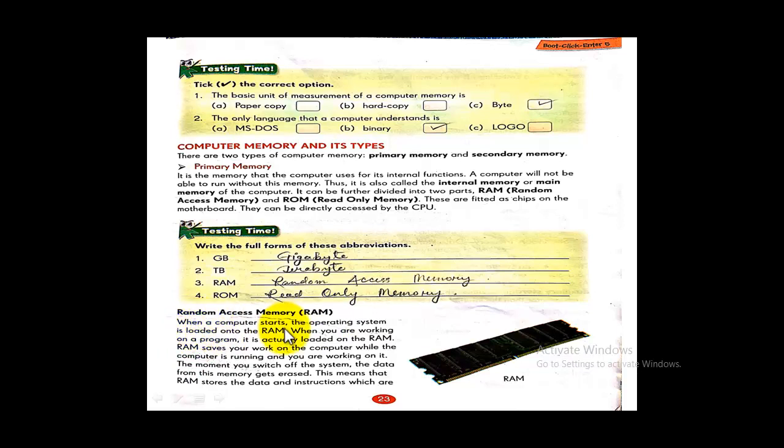When a computer starts, the operating system is loaded onto the RAM. When you are working on a program, it is actually loaded on the RAM. RAM holds your work on the computer while the computer is running and you are working on it. The moment you switch off the system, the data from this memory gets erased. Now listen carefully. Whatever we are doing on the computer, everything is saved on RAM.